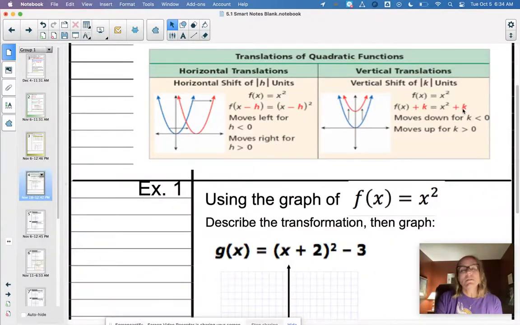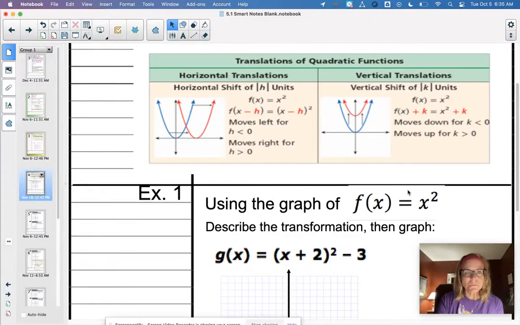The up or down is much easier. That's the vertical shift. That's what's happening outside of the parenthesis after the x squared. If it's a plus k, you're going up. If it's a minus k, you're going down. So let's do an example.